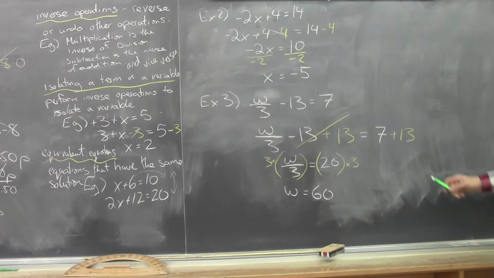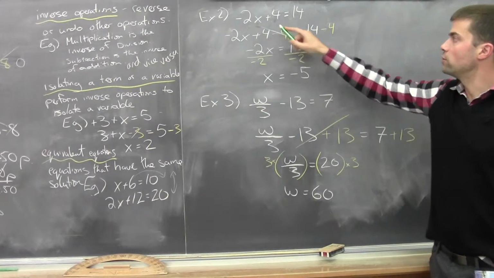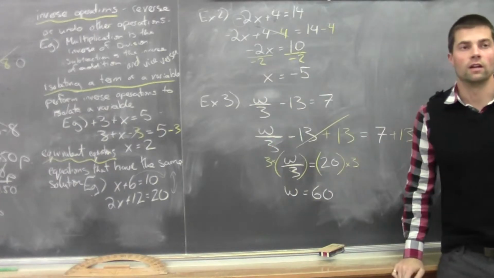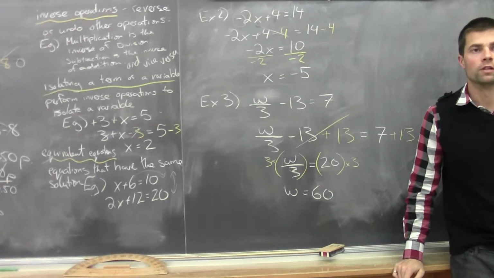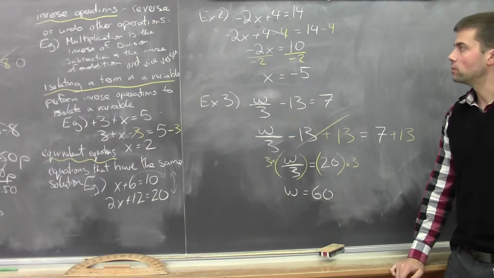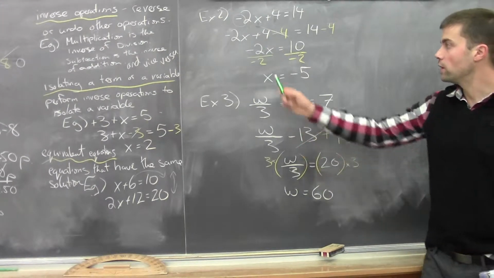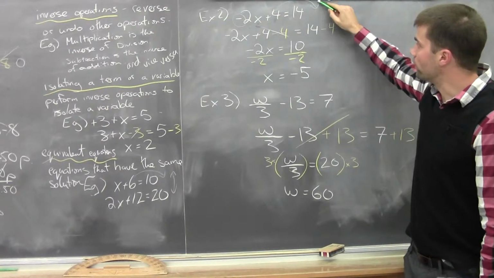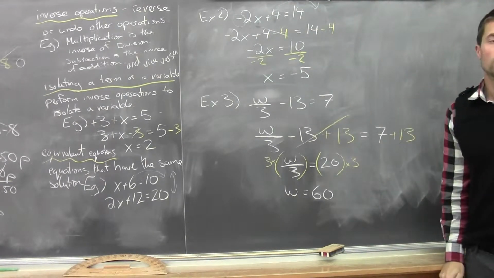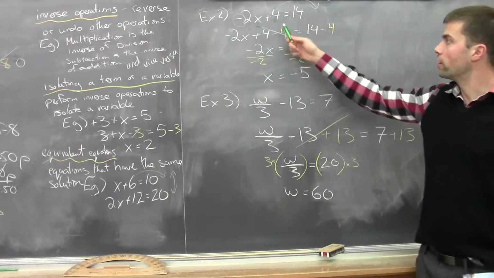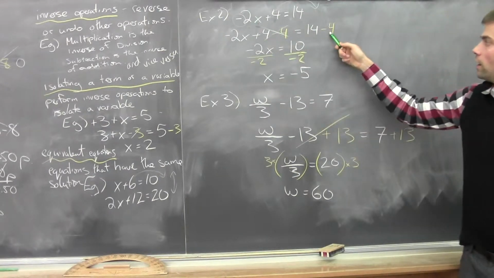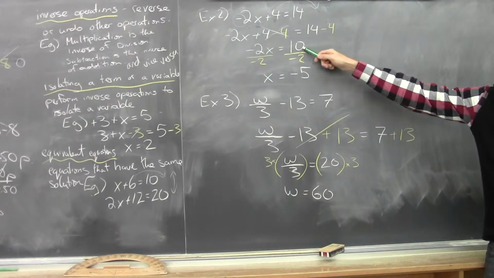Alright, moving on. Example 2, we have negative 2x plus 4. This is where a lot of people start to get messed up. This negative sign, when it's attached to the variable. For some reason it gave you guys a lot of trouble on the last test. I'll show you how to deal with it right now. So we have plus 4. You're going to move that 4 to the other side, becomes negative 4. Or in other words, you're subtracting 4 from both sides. So these 4's cross out, and you're left with negative 4 on this side, so that becomes 10.